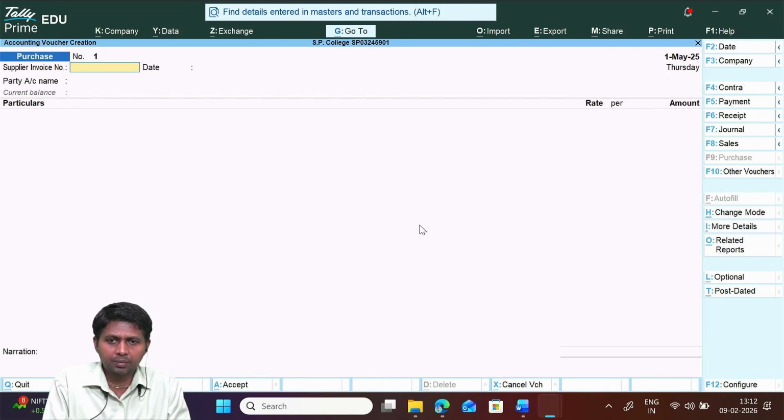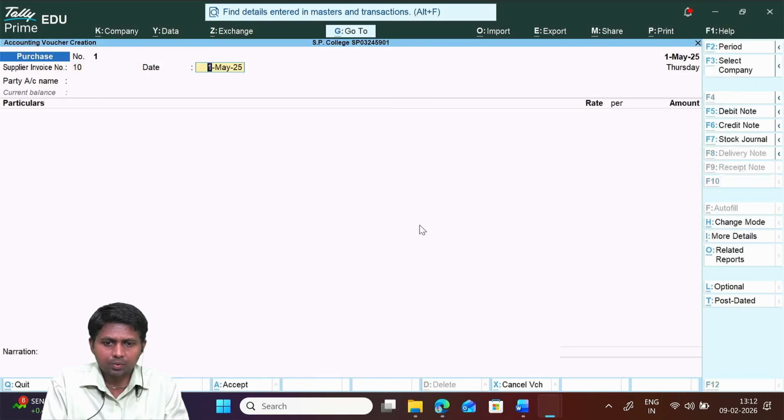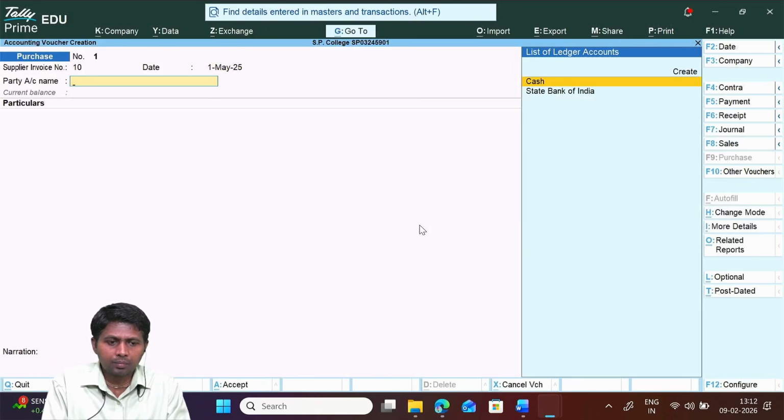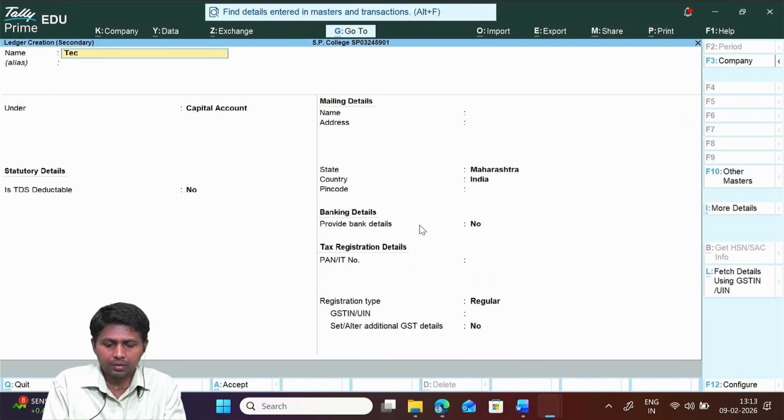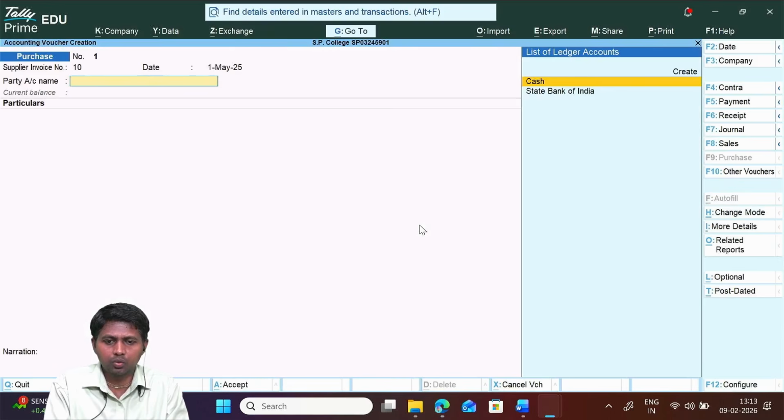Whatever they have asked us, just provide the name of the party from whom you have purchased, take Civil Infra Private Limited. Now here you will say what you have done. Now we are typing but we are not getting it. In the last semester and last year also you learned, if that party's ledger is not there in the list, then we require to create it again from the gateway of Tally, but why to waste time? From here also you can create.